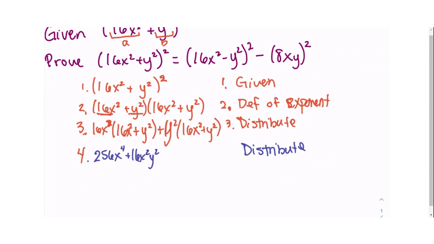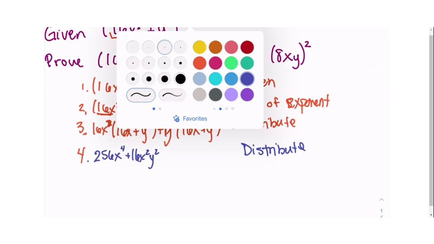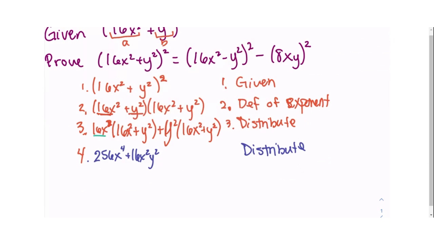That was the first part, right? Now we're going to do y multiplied by these two things. So it's going to be plus 16x squared y squared plus y to the fourth. That's because we distributed. And then we will combine like terms.